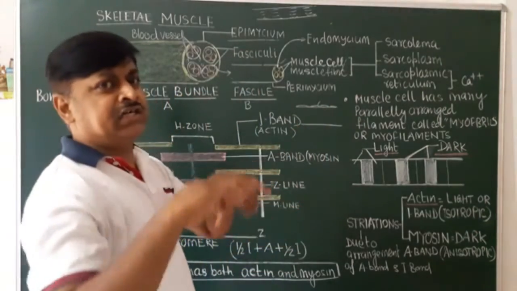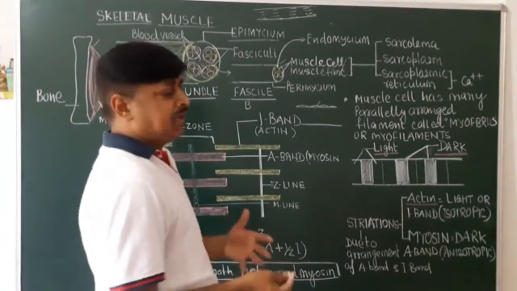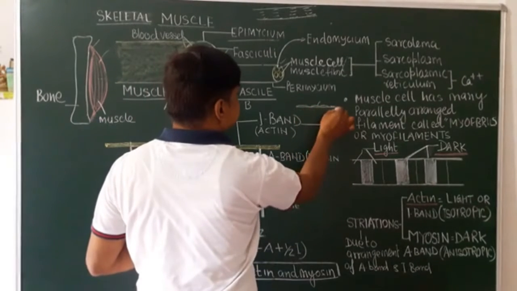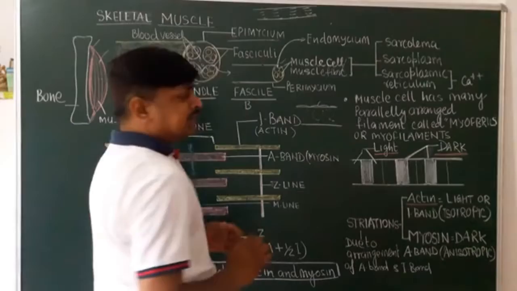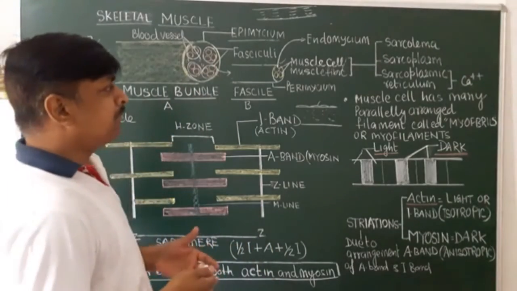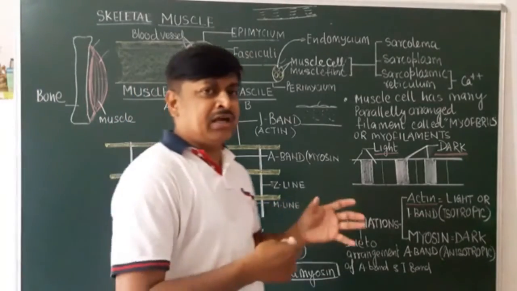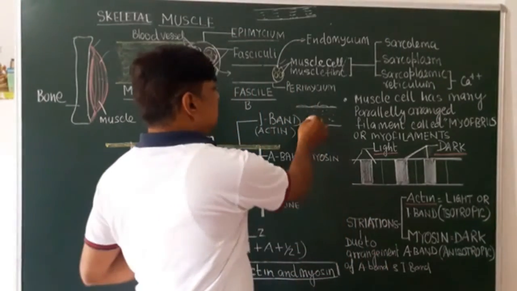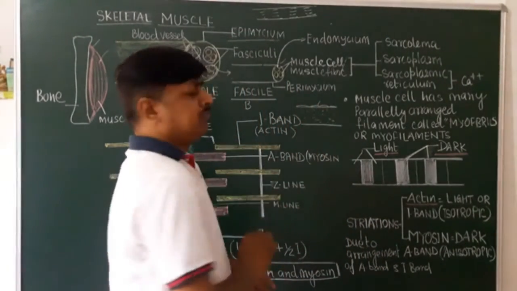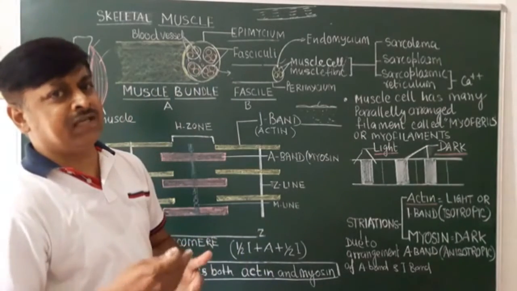Then inside the muscle cell, a liquid is there, or you can say the cytoplasm is there, that is called the sarcoplasm. Clear? And the sarcoplasm contains the cell organelles. They have the endoplasmic reticulum, that is the sarcoplasmic reticulum.